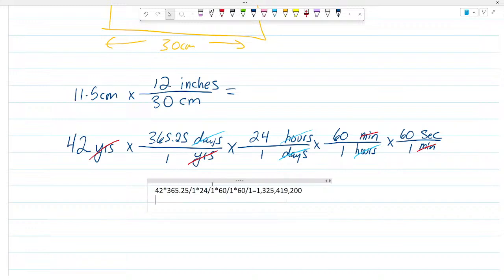And what we end up with is that I am 1,325,419,200 seconds old. That's a lot of seconds. By the way, how many sig figs do I have? And that's interesting because all of these, 60 seconds in 1 minute, that's infinite, right? That's a definitional thing, right? The definition of a minute, 60 seconds.